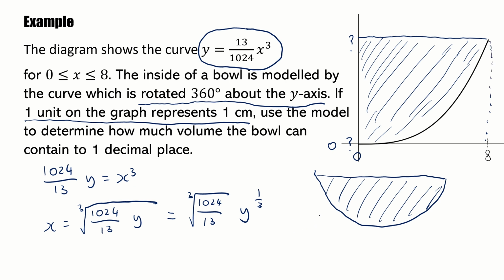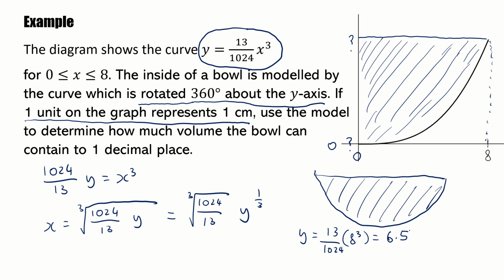So therefore we need to find that y value, and that y value will therefore be 13 over 1024, lots of 8 cubed, which looks like it's going to be a really horrible number, but if I type that into the calculator, you will get 13 over 2, which is 6.5.